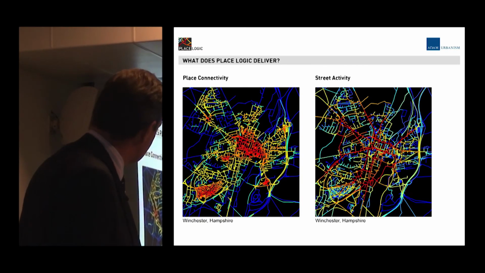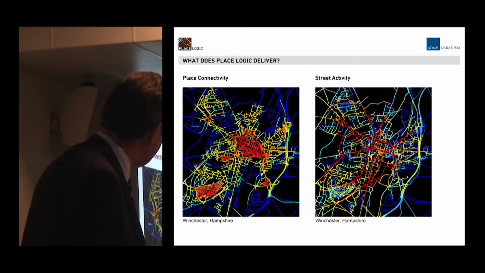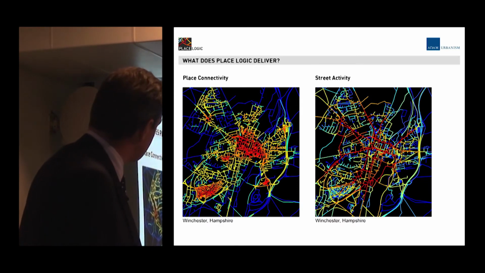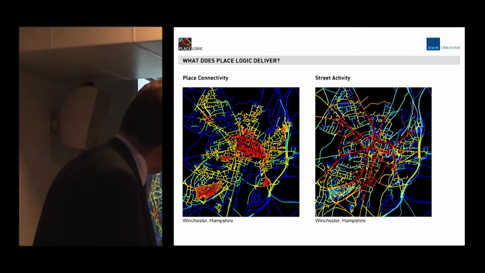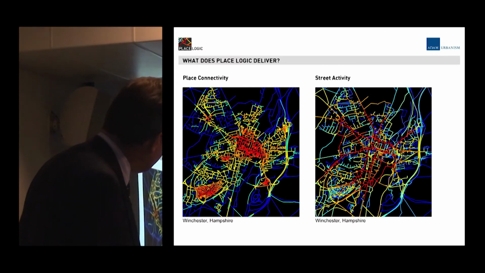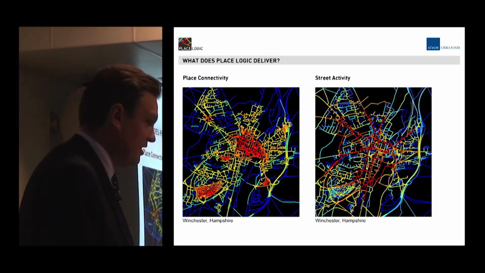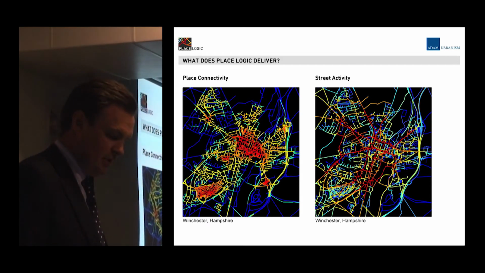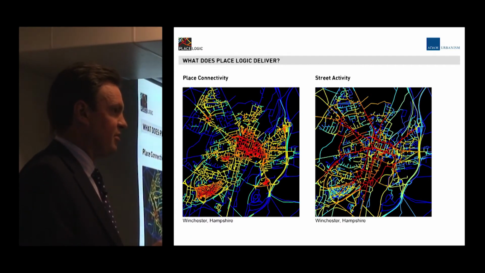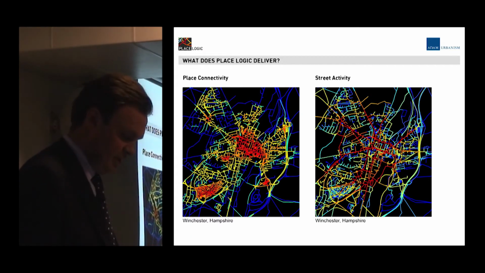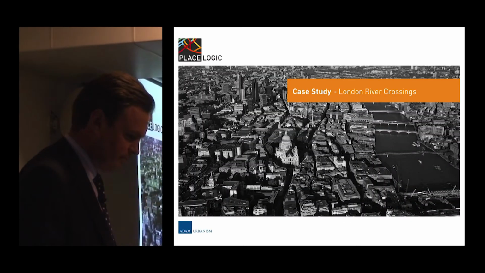And so the two slides you've seen before: on the left-hand side, the place connectivity map, and on the right-hand side, the street activity map. You can see on the left-hand side that the place connectivity identifies very accurately the historic core of the city, and also the minor local centres on the periphery of the historic core. And then obviously the street activity map shows you the main routes through the fabric and how they all connect together. There have been a lot of other studies looking at the analysis of historic places, which are on our website, where you can get more information.